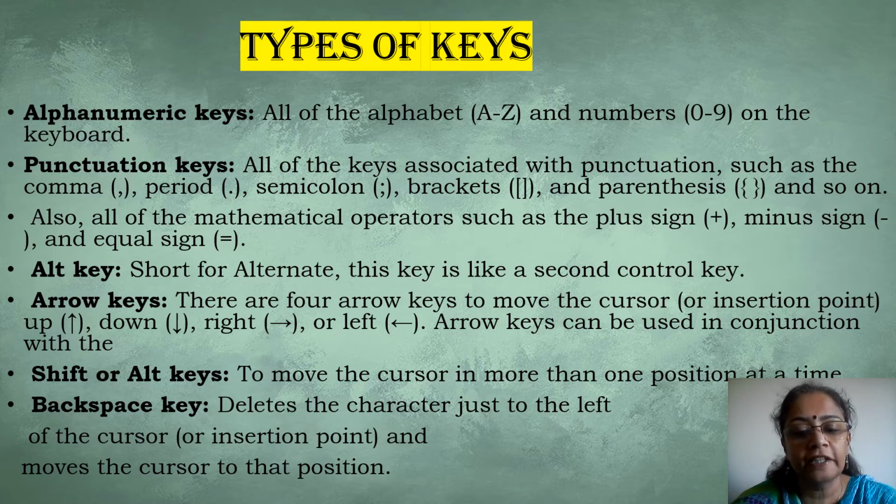Now shift and alt keys are used to move the cursor more than one position at a time. Along with that we have the backspace key, which deletes the character to the left of the cursor and moves the cursor to a particular position. You can use the backspace key.